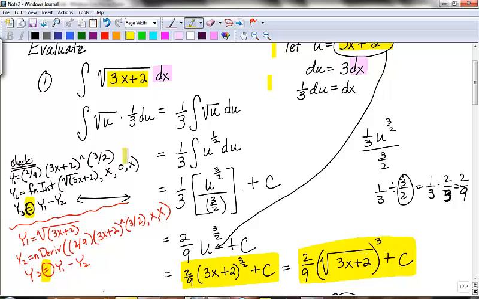This is probably the part that's different. You're used to putting in comma x on the numerical derivative, but this is a little bit different.